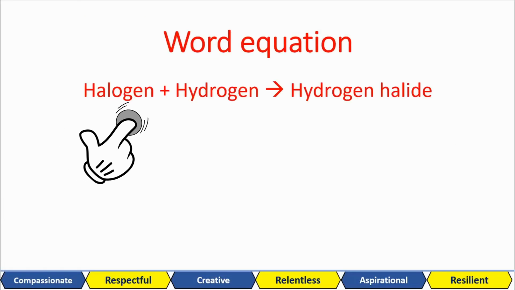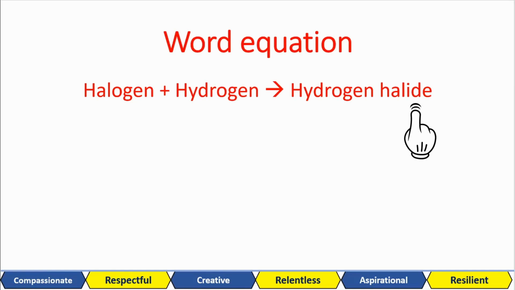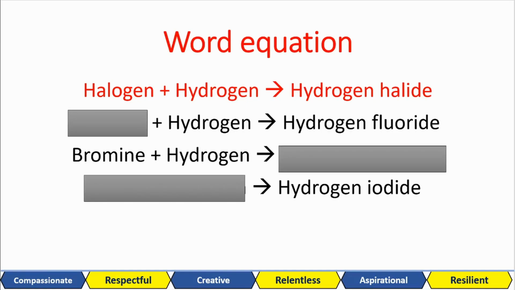Okay. Here is the general word equation for the reactions of halogens and hydrogen. They produce hydrogen halides. The "ide" bit of the name is important, as you shall see. Spend some time completing the word equations.